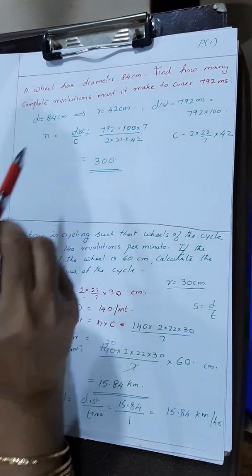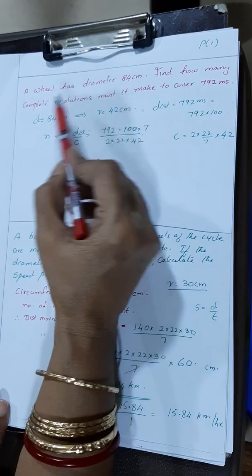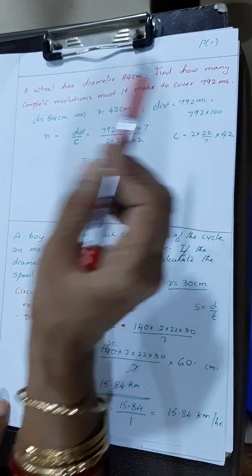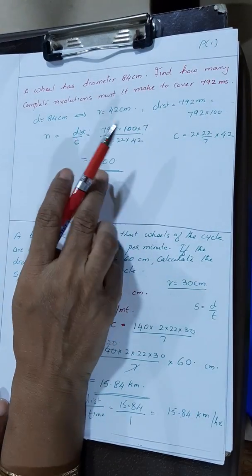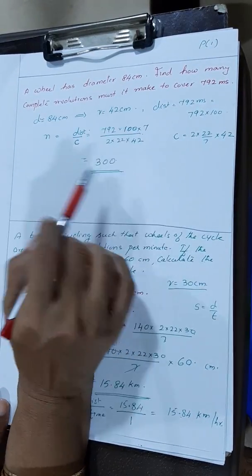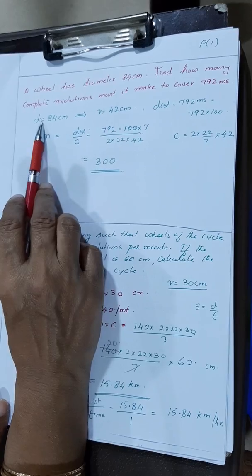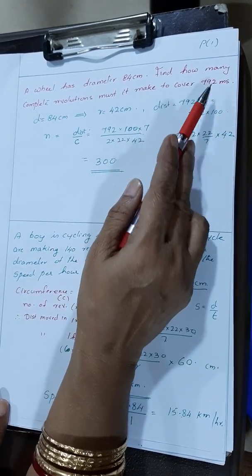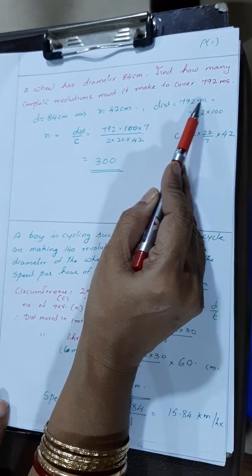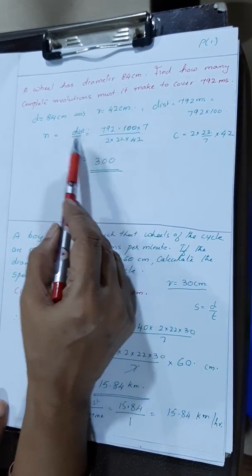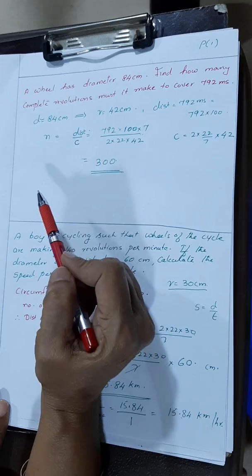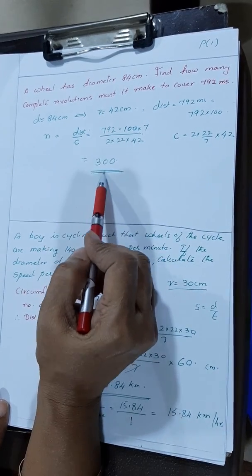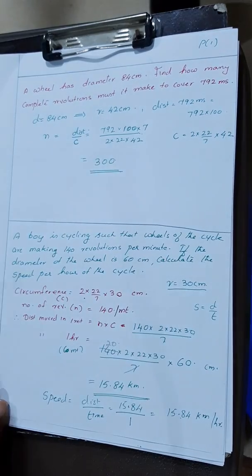A wheel has diameter 84 centimeters. Find how many complete revolutions it must make to cover 792 meters. Here no time is given, so without the time also you can do the problem. D is equal to 84, so r is equal to 42, and the distance covered is 792 meters. The number of revolutions will be distance by circumference. Substituting in this formula, you get N is equal to 300.